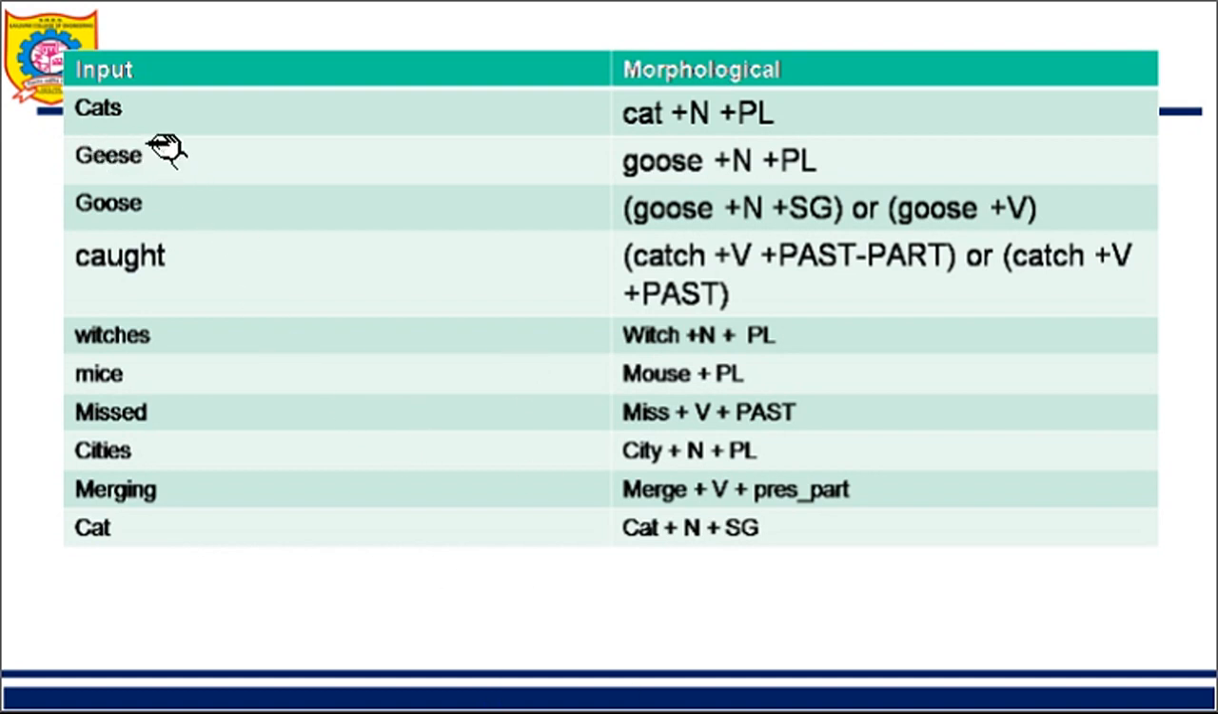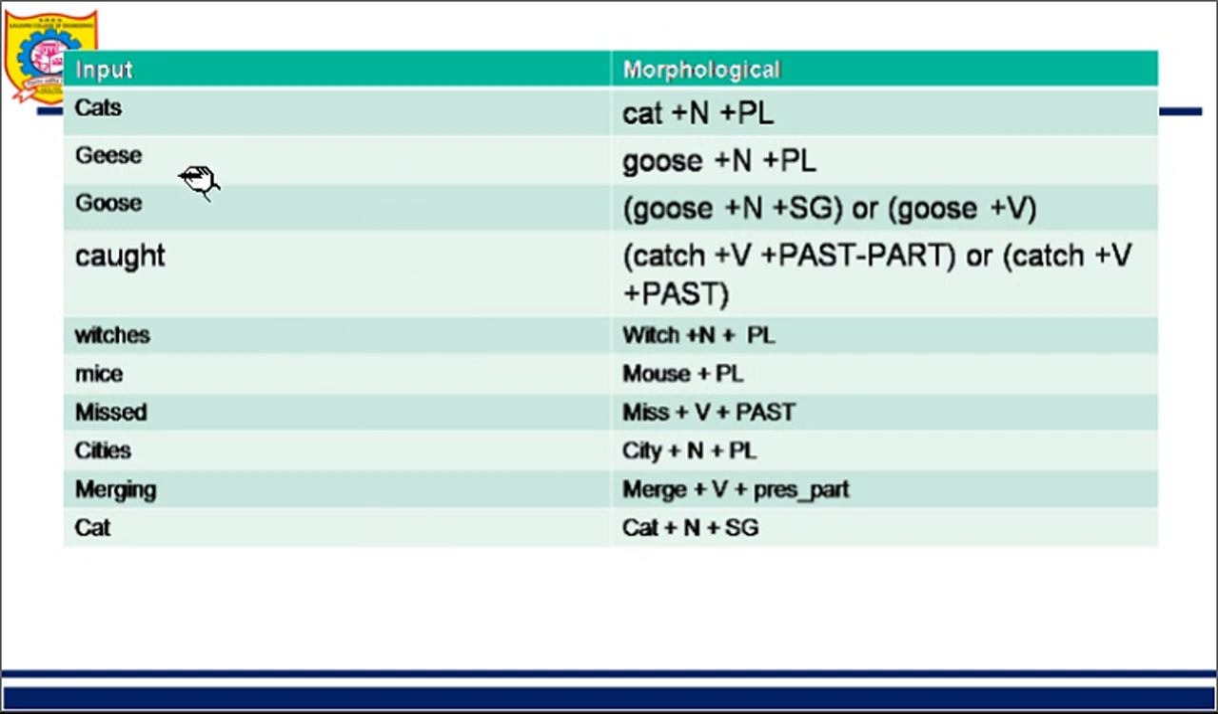So I have cats. Fine. So cat. What is a cat? It is a noun. Plus, I've written it in plural, right? So the base form or root form is cat, plus it's a noun, plus it was written in plural format. So this is the output of morphological analysis, and this is the input to it. I hope it is clear.